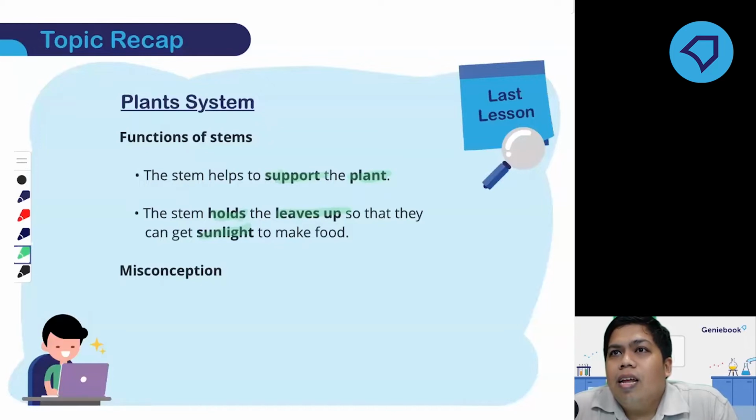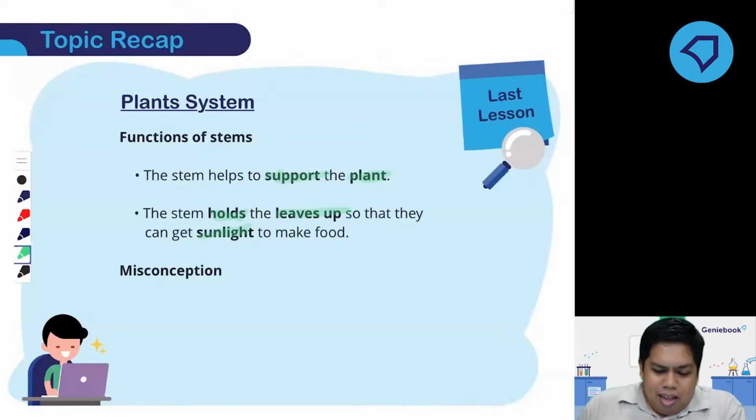All right. Jasper, no, the stem doesn't give food to the plant. That's another part of the plant which I will be going through today. Yes, Cherry, I will explain about the transportation part in the next slide. Not to worry. Okay, what about the misconception?